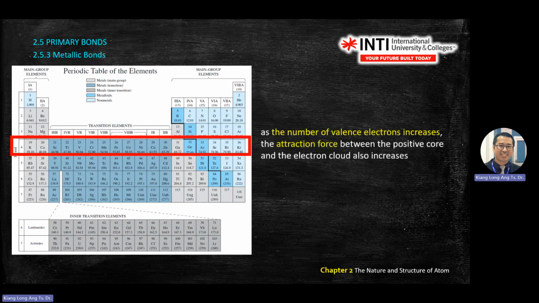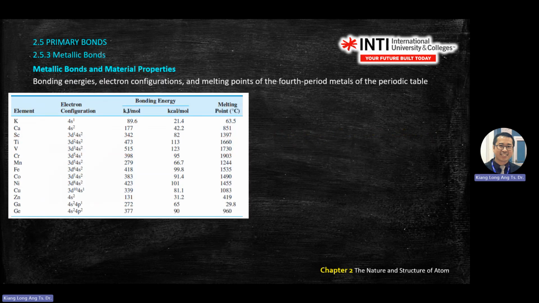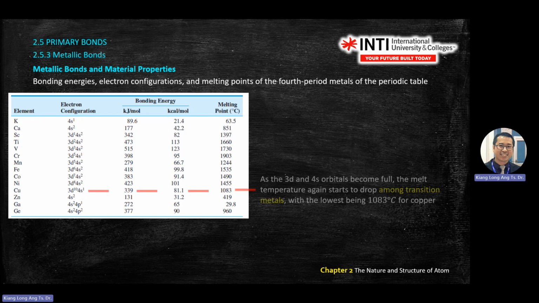If we move from level 4, from left to right, the number of valence electrons increases, the attraction force increases, positive, and electrons in the cloud also increase. So that's why you see all this happen to the bonding energy, melting energy, and electron configuration. This explains why copper suddenly jumps, with the electron jumping around.